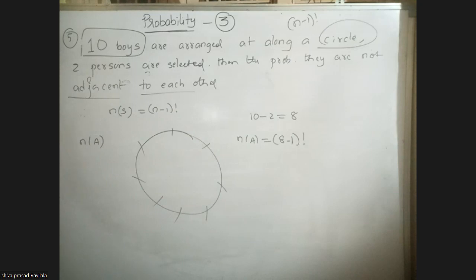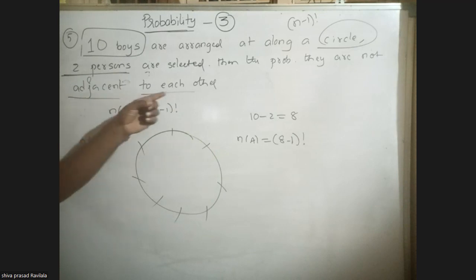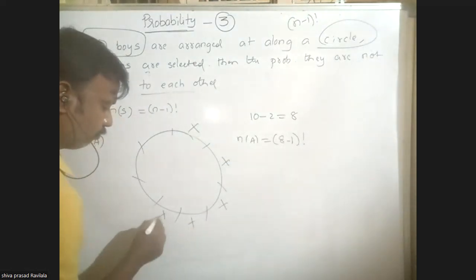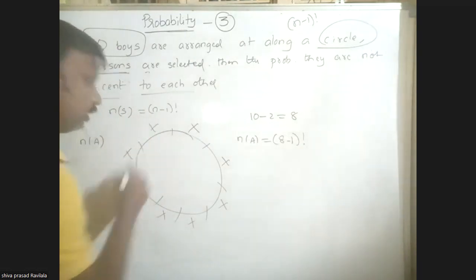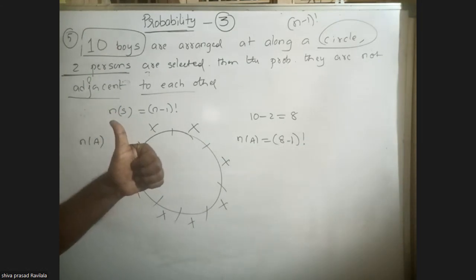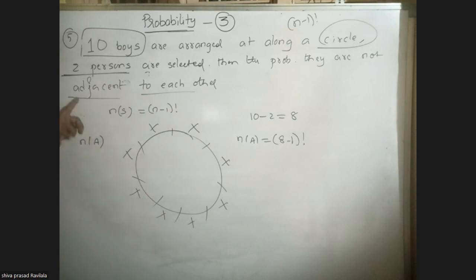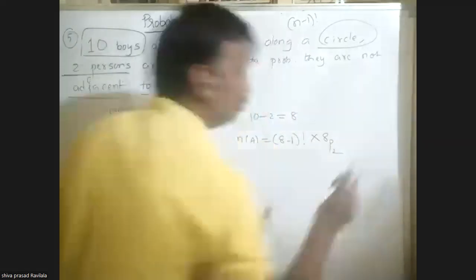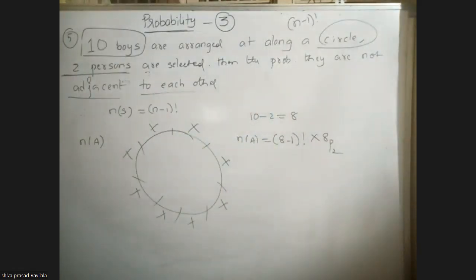The sum is not completed. We have to arrange these 2 persons under the condition that they are not adjacent to each other. They can be arranged here. Observe: 1, 2, 3, 4, 5, 6, 7, 8. In these 8 places, these 8 places can be filled with 2 persons. That can be done in 8p2 ways. n of A is equal to 8 minus 1 factorial into 8p2.